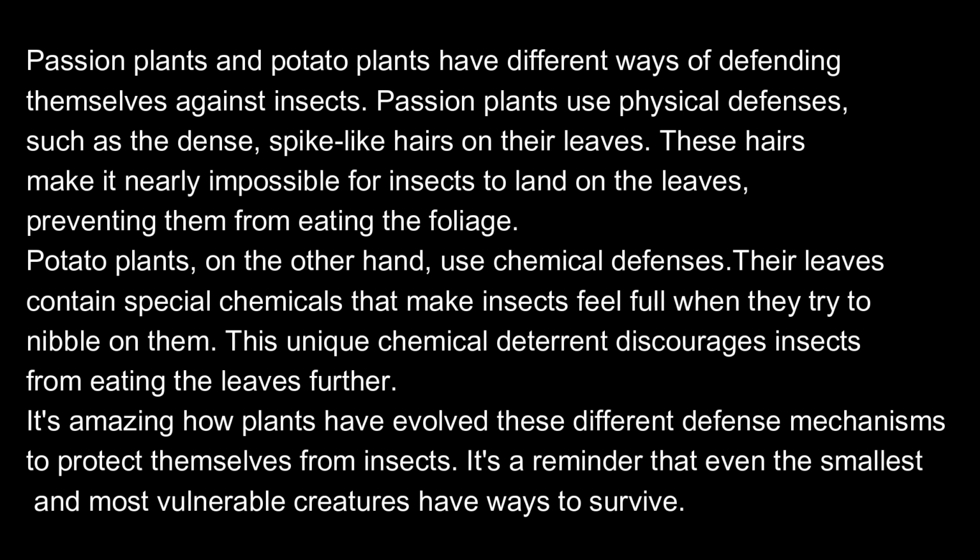Passion plants and potato plants have different ways of defending themselves against insects. Passion plants use physical defenses, such as the dense, spike-like hairs on their leaves. These hairs make it nearly impossible for insects to land on the leaves, preventing them from eating the foliage. Potato plants, on the other hand, use chemical defenses. Their leaves contain special chemicals that make insects feel full when they try to nibble on them. This unique chemical deterrent discourages insects from eating the leaves further.